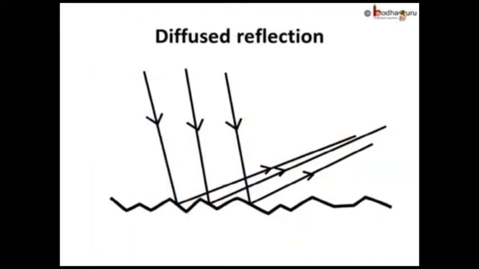When parallel rays get reflected by an uneven surface, the rays get scattered after reflection. That is, they no longer remain parallel after reflection. This is called diffused reflection. When all the parallel rays reflected from a plane surface are not parallel, the reflection is known as diffused or irregular reflection. Diffused reflection takes place from rough surfaces.